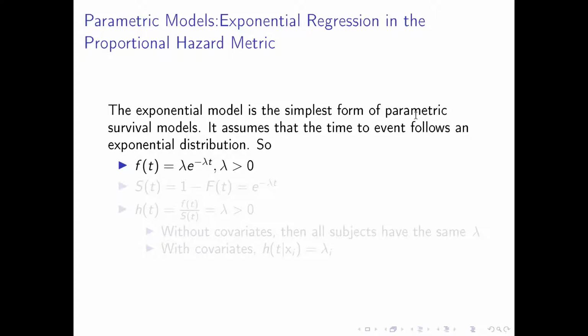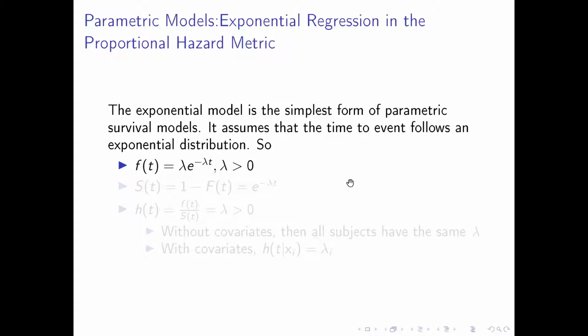This lecture talks about a baseline survival model. It's called proportional hazard exponential regression. The proportional hazard exponential regression is the simplest form and baseline regression of a parametric survival model. It assumes that the time to event, that is the response variable, follows an exponential distribution.